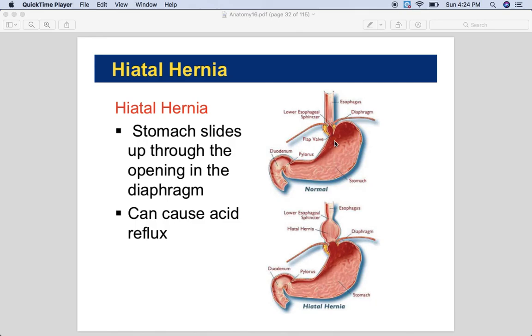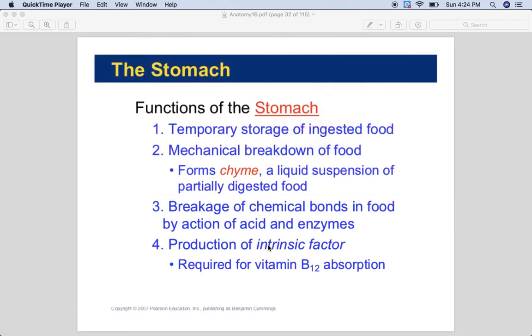And so literally what they do is they're going to take this and they're going to pull it back down to where it's supposed to be and then stitch it in place or stitch that diaphragm closed a little bit so it doesn't happen again.